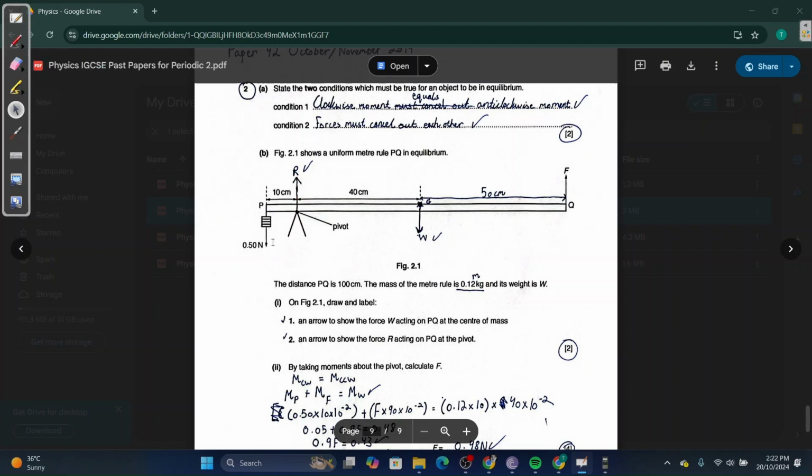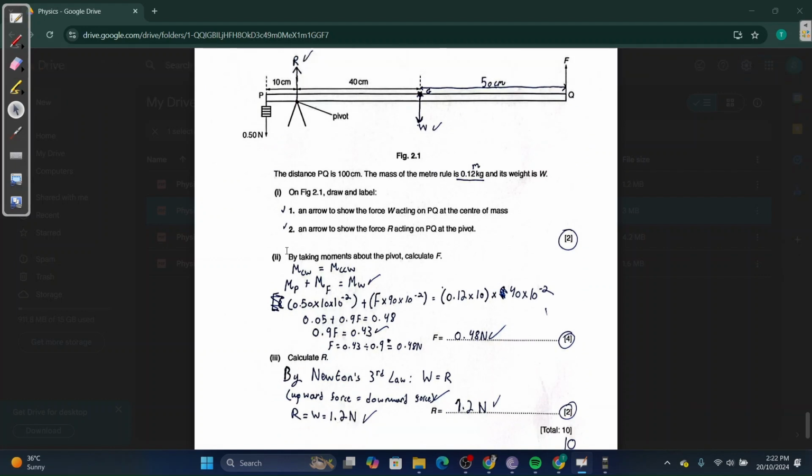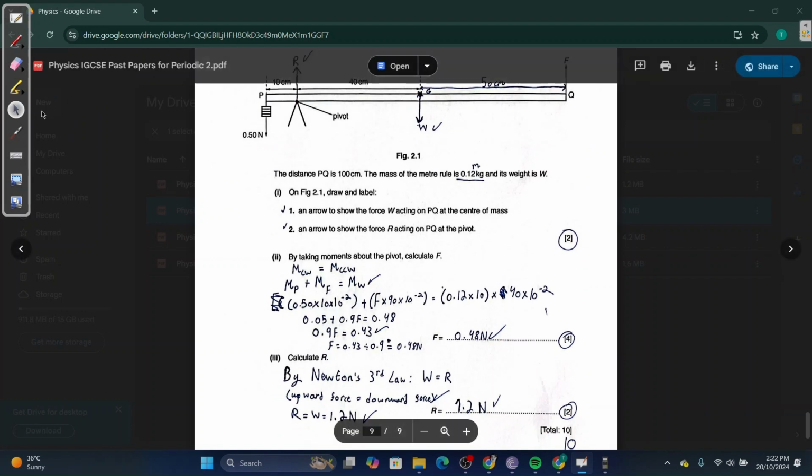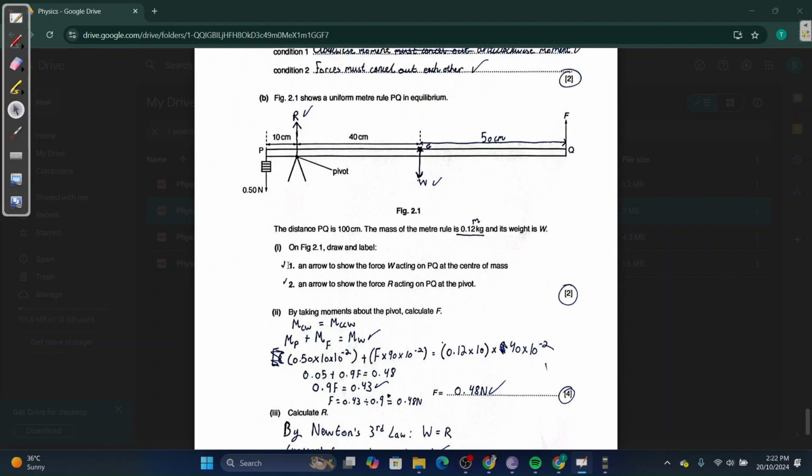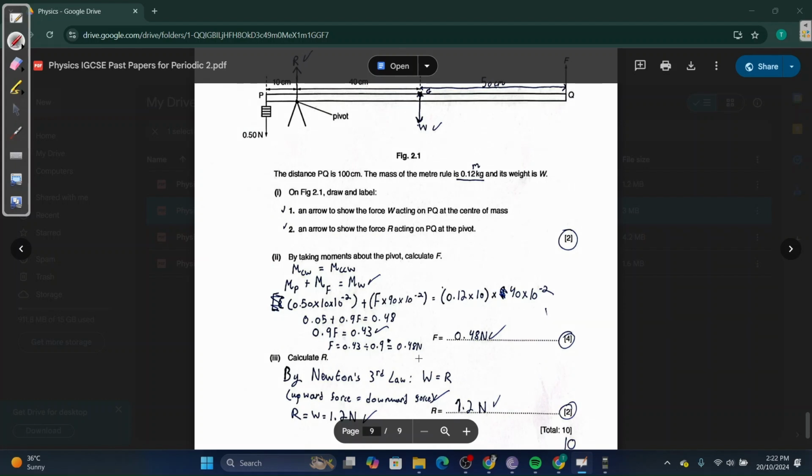Now, by taking moments about the pivot, calculate F. Okay, so the clockwise moment is equal to the anti-clockwise moment. So the moment of P plus the moment of F is going to be equal to the moment of W, right? Then you're going to want to add these two up. You're going to get 0.50 times 10 to the power of negative 2 plus F times 90 times 10 to the power of negative 2 is equal to the moment of the weight.